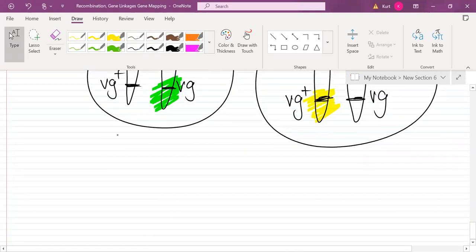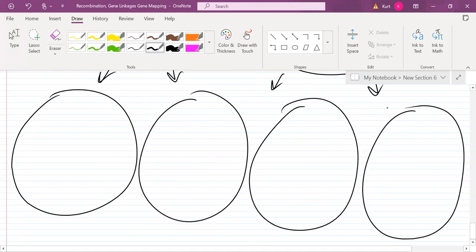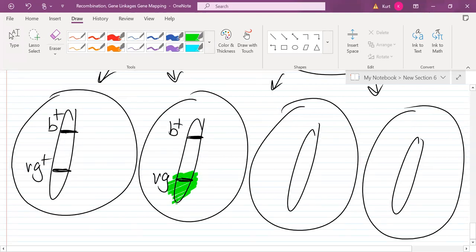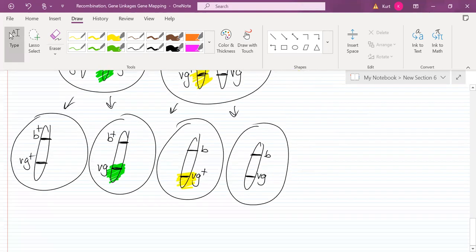So we finish off meiosis by going through meiosis two. And so here we have four unique gametes. The one on the hard left will be a true wild type. The one on the left center will be wild type, mutant type. The one on the right center will be mutant type, wild type. The one on the hard right will be mutant type, a true mutant.